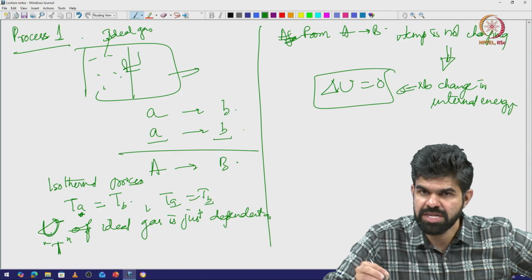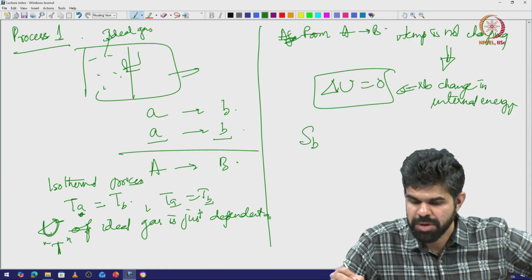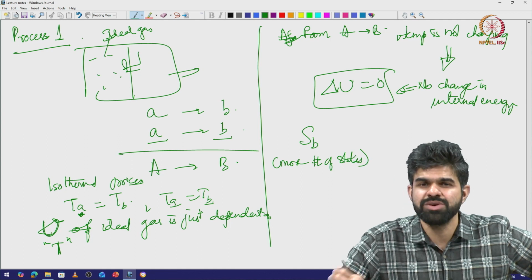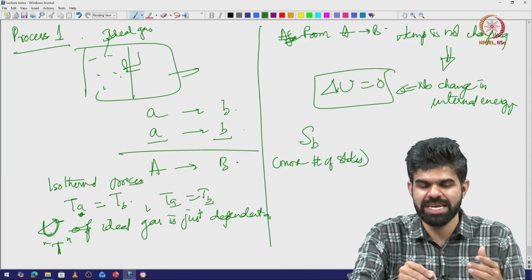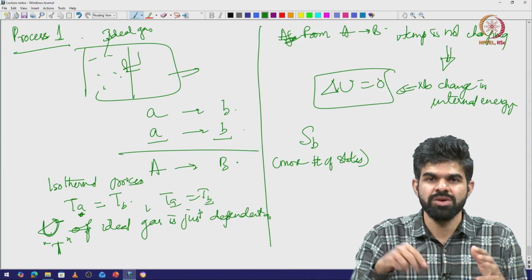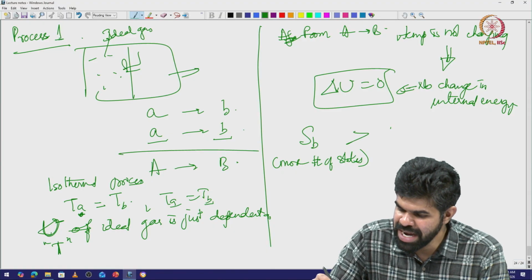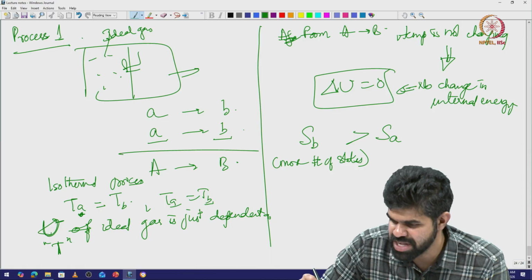What is changing is, of course, the entropy of the system in B, because there are more states, and in this case more available volume means more states. I can just divide this into Boltzmann microstates, so S of B is greater than S of A, right. So, that is happening for the system.